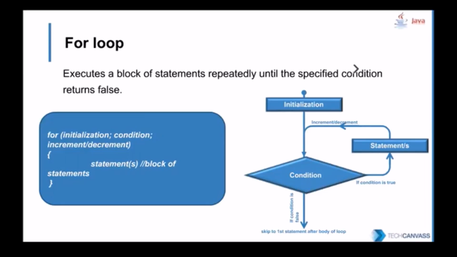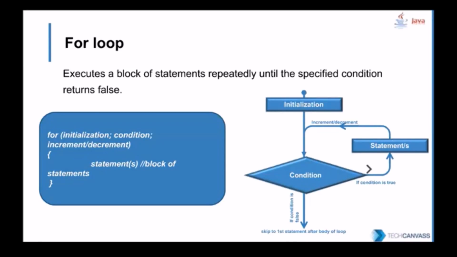A for loop executes a block of statements repeatedly until a specified condition is met. As and when the condition is false, the loop is terminated. For example, see this block diagram on the right hand side of the slide. First we have to initialize a variable in the for loop, then we check the condition. If the condition is false, we exit the for loop. But if the condition is true, we execute a certain set of statements.